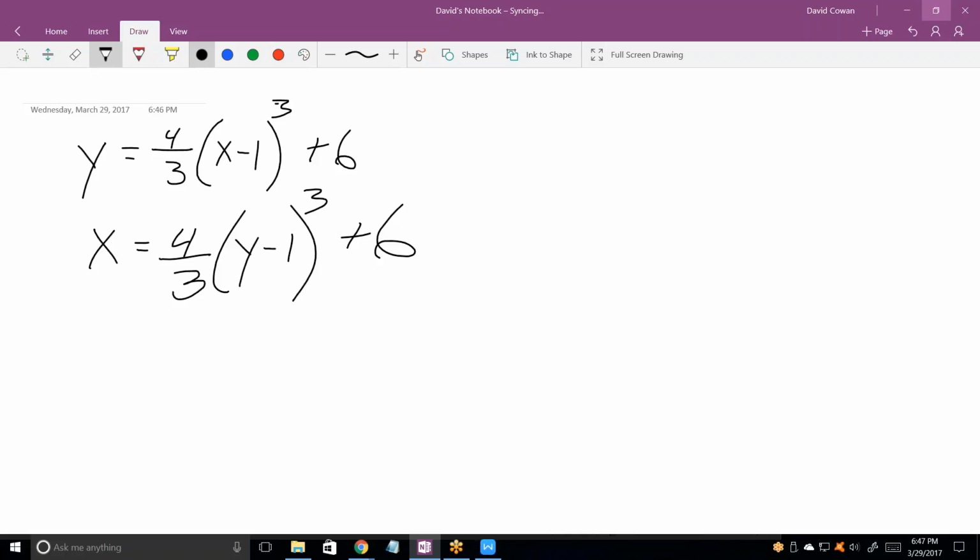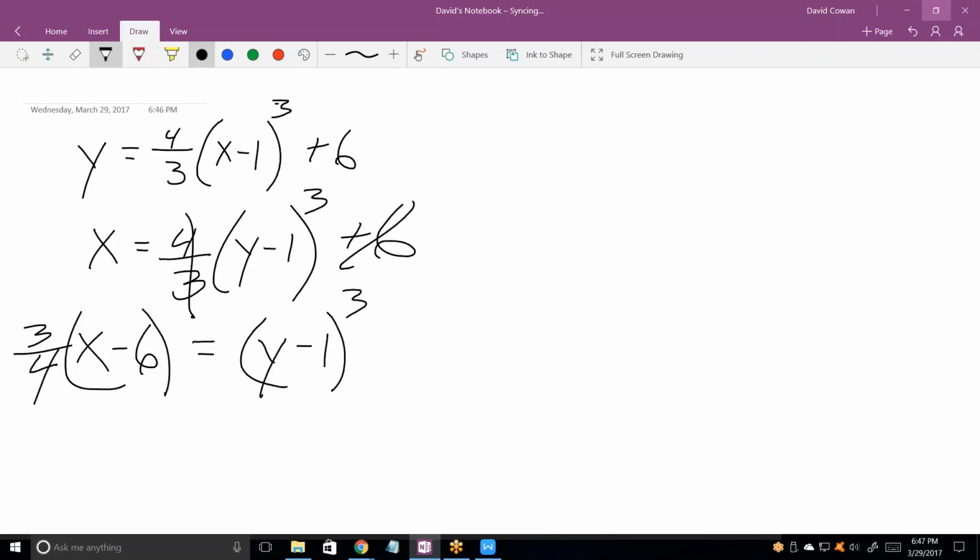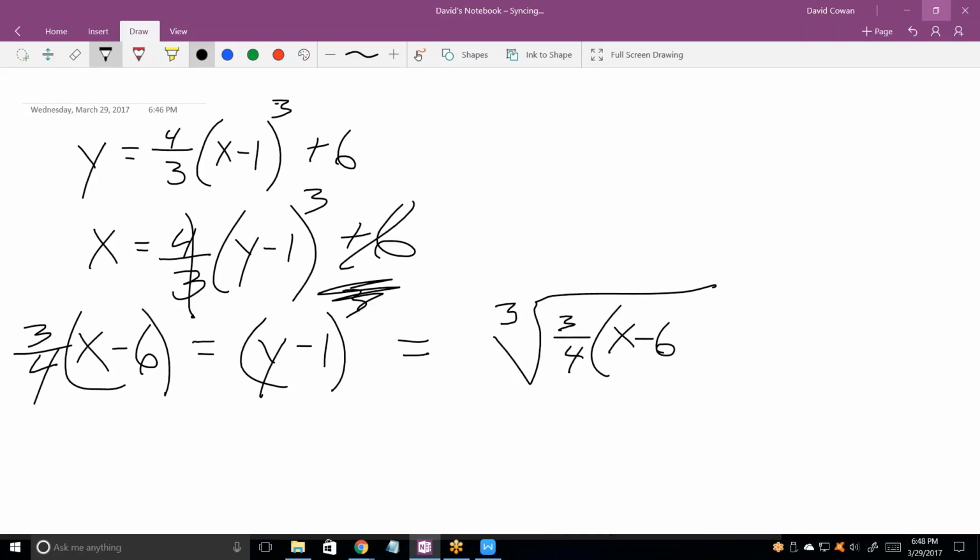Subtract 6 from both sides. Subtract 6, and while I'm at it, I'm going to multiply by the reciprocal of 4/3. So that's going to get rid of both that and that, right? In other words, I did 2 steps in one is all. Next step? Cube root. Okay, so this is equal to the cube root of 3/4 x minus 6, and then add 1 to the end of it, and you get y.